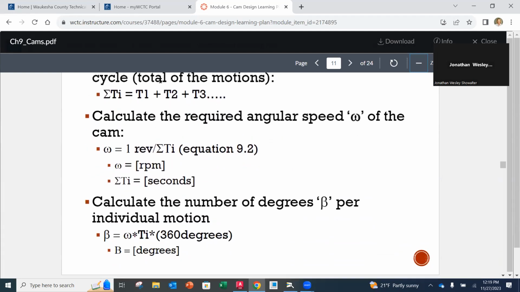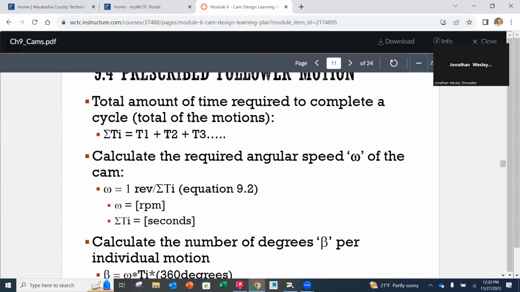Additionally, we need to calculate the angular speed that is required for our cam. So what is that W? That W sounds familiar to us, angular speed or angular velocity. And that's going to be 1 revolution around that cam, divided by the total amount of time that we actually need to achieve that. So when we look at all the different motions that we're trying to achieve, what is the total amount? And we're going to divide 1 revolution by that to figure out the angular velocity, or the RPMs, that our cam needs to rotate.